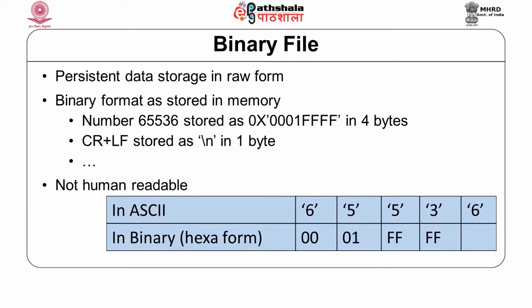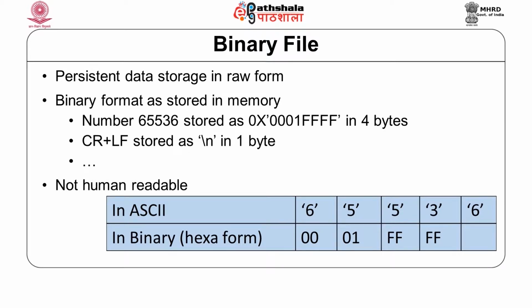Let us start working with binary files in detail. In binary files, as said, the data is stored in the raw format just the way it is stored in the memory. If a variable is declared of int or long, it will occupy 4 bytes in memory. When it is stored in ASCII, it is stored as character 6, character 5, character 5, character 3 and character 6. But when it is stored in the memory, it is stored in 4 bytes.